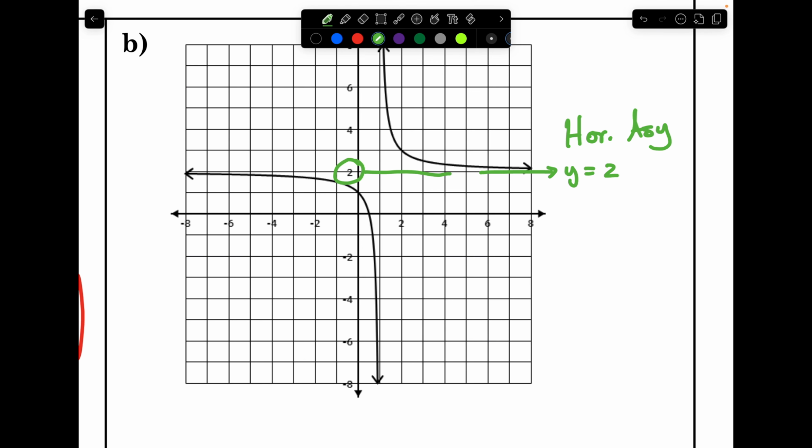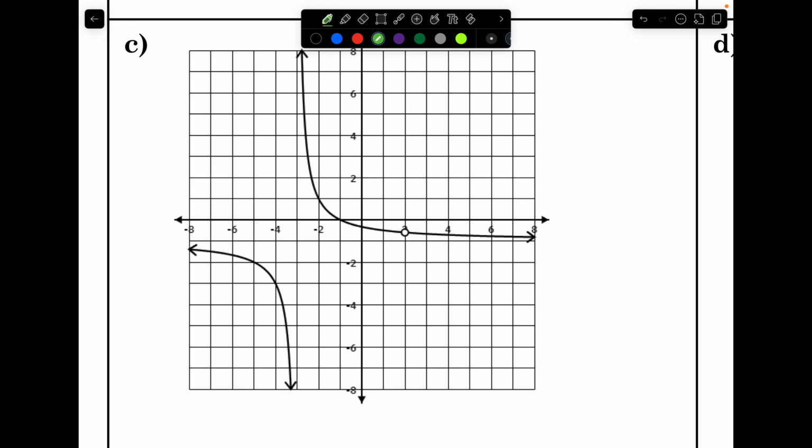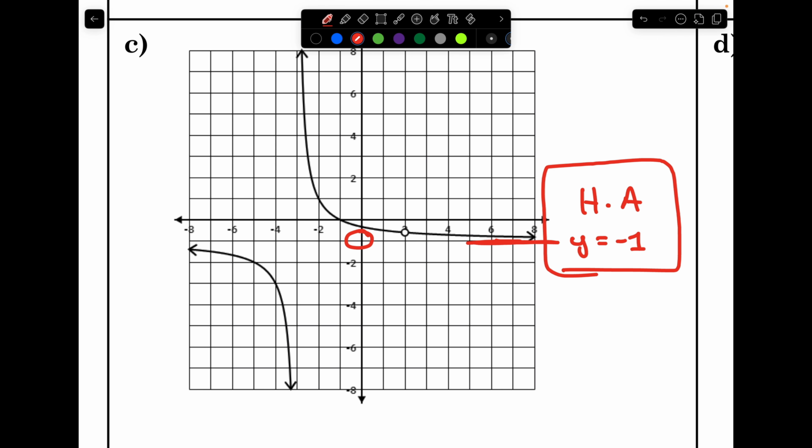So moving on to the next example here, to identify the horizontal asymptote, I'm simply going to focus on either the left or right end. If I look at the right end, I see that this end is becoming more horizontal as we get closer to this horizontal line, which is at the y value of -1. So that is your horizontal asymptote.